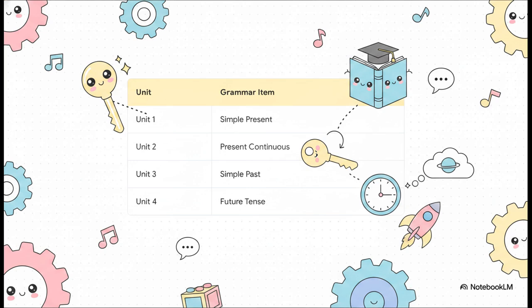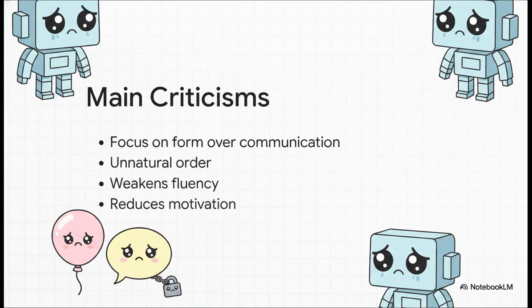Unit 1 is the simple present tense. Master that, and boom, you unlock Unit 2, present continuous. Then Unit 3, simple past, and so on. It is incredibly systematic, highly organized, and very easy for educators to test and evaluate. So the crucial point here is understanding the academic consensus on the weaknesses of this structural approach.